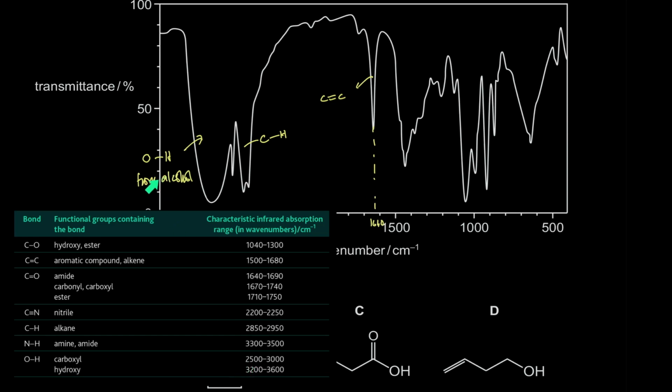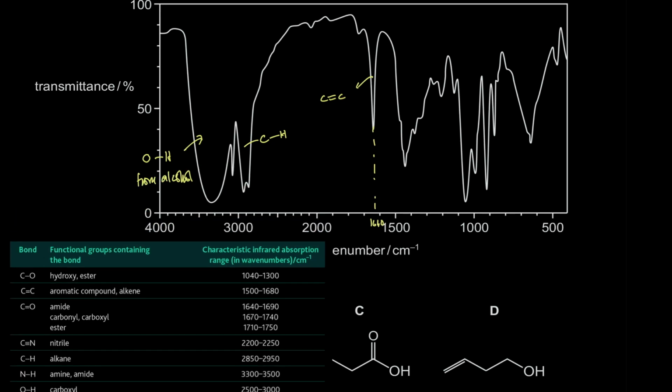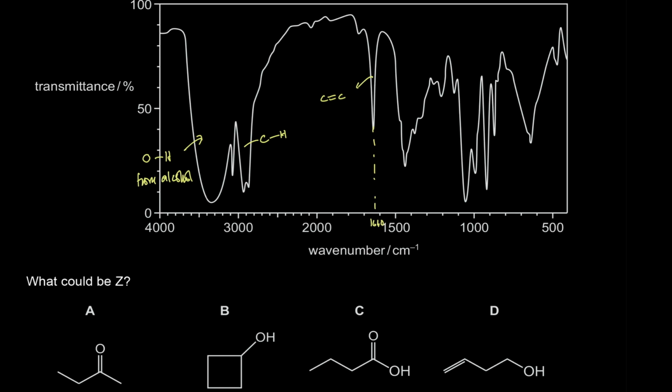And if it was from an acid, if it was a carboxylic acid peak, it would be a much broader peak. The peak would sort of look like this. Carboxylic acids have a much broader peak. So it's not a carboxylic acid OH group. It's an OH group from an alcohol. So which of these could be Z then? We have a carbon-carbon double bond and we have an OH from an alcohol. The answer here must be D.